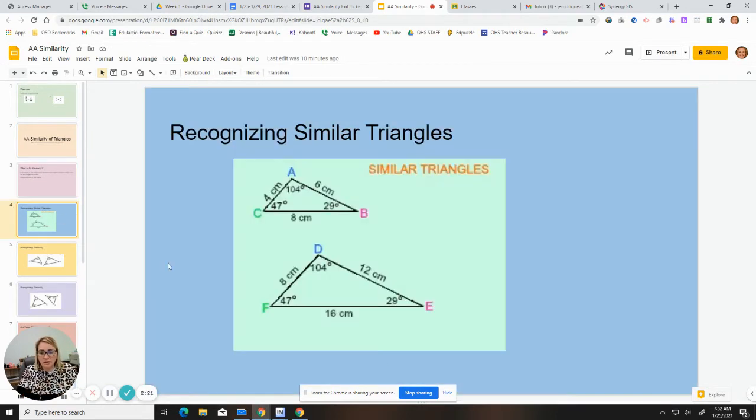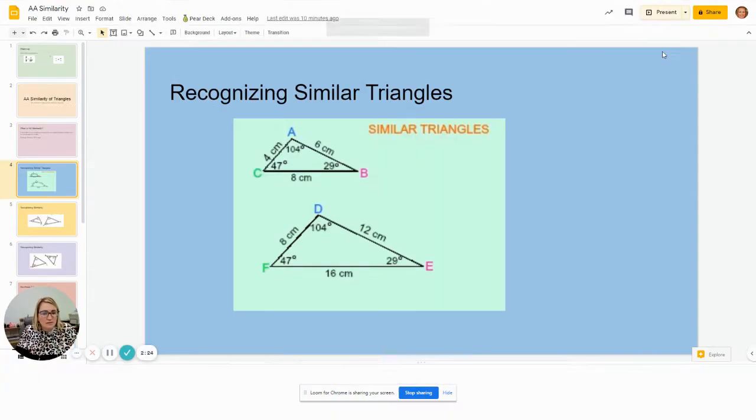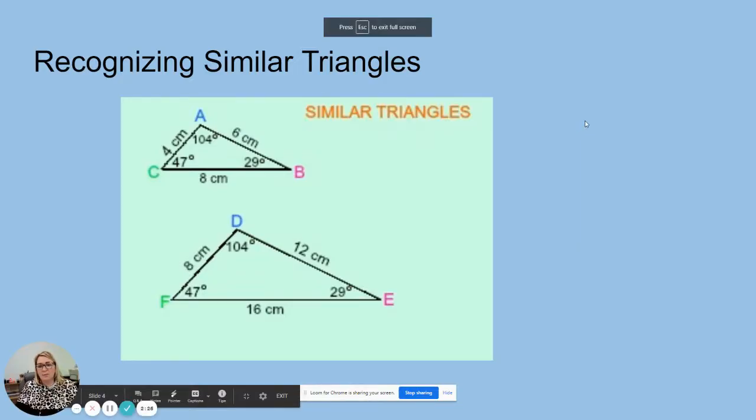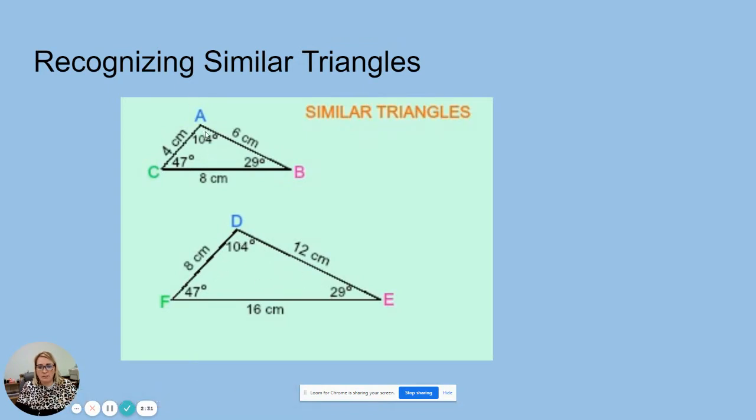Okay, so here is an example. Let me make this bigger. Okay, here's an example of similar triangles. Notice that all of your angle measures are the same: 104, 47, 29. And we do not have the same side lengths, because we're not saying that these are congruent. They're not equal triangles. They are similar triangles. So you'll notice that they are all bigger by a scale factor of 2. 4 times 2 is 8. 6 times 2 is 12. 8 times 2 is 16. That's what it takes to have a similar triangle.